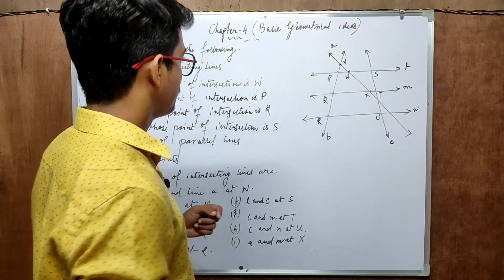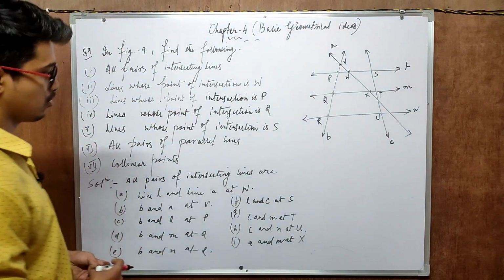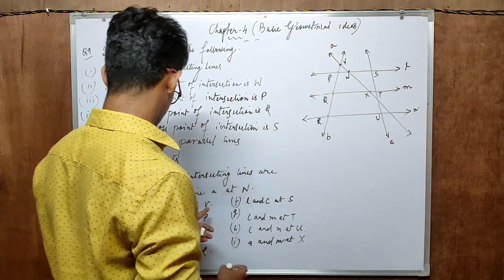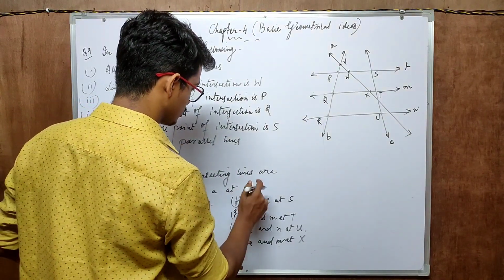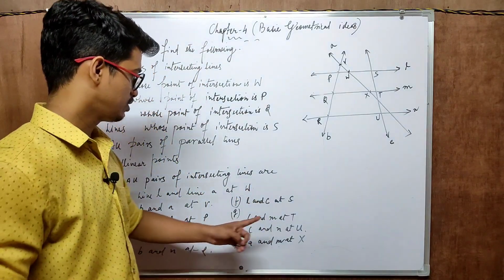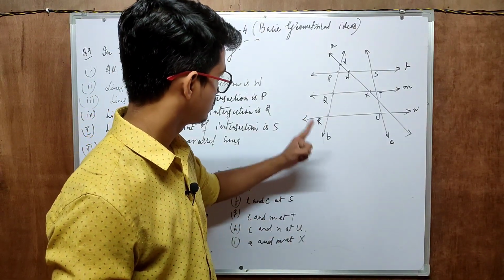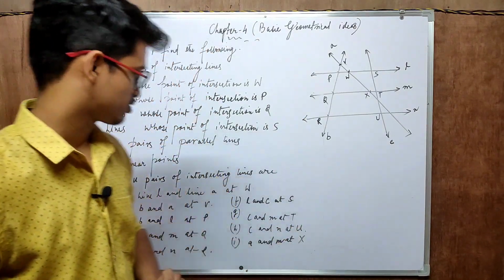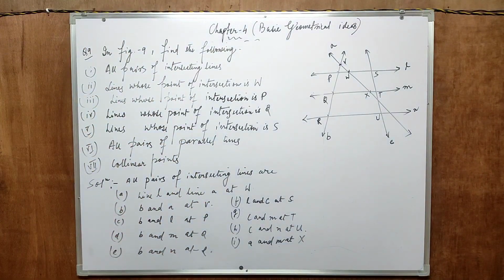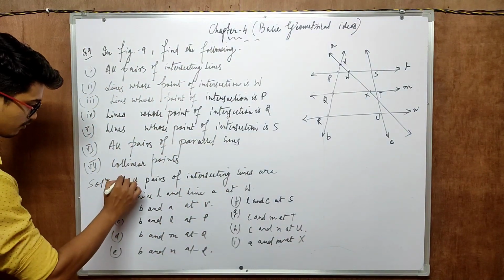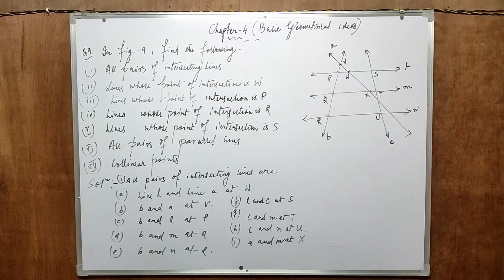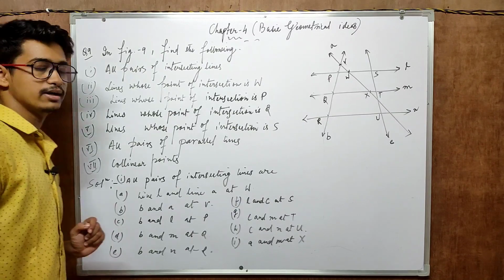V over P over Q over R over W at W, right? So this will be W at W, S over T over U over and X over. All right, so that is the answer of the first question. That is, all pairs of intersecting lines are this much, right? Write it down quickly, and after that we will move on to our next question.